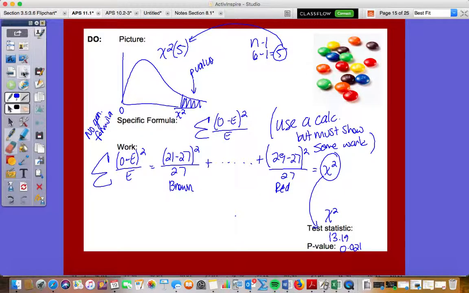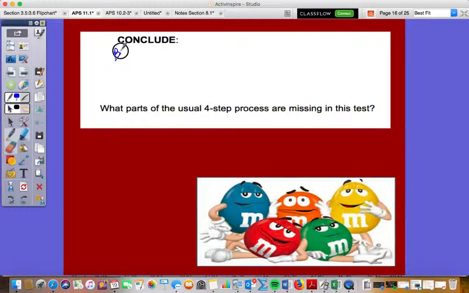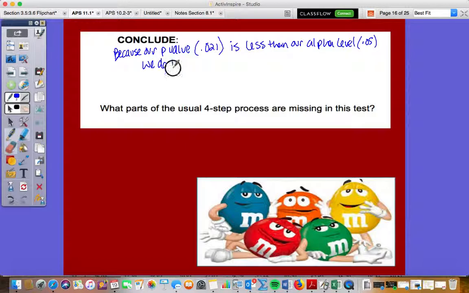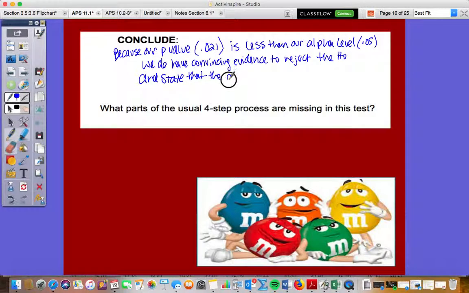And then on your conclusion, we can go back to our conclusion. We would just say, because our p-value, which in this case was 0.0211, is less than our alpha level, which is 0.05, we do have convincing evidence to reject the null. And state that we accept the alternative, that M&M's claim of the distribution is not true.